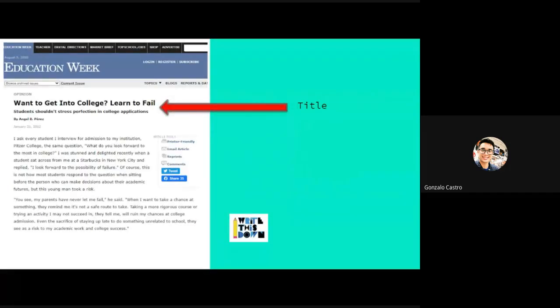So this is the title of the text that we will take a look at today. The text is "Want to get into college, learn to fail. Students shouldn't stress perfection in college applications." Now, if we look at this title, we might be able to predict the topic. We see some key words in this title: college, fail, perfection, college applications. So we can make various predictions about the topic. This text might be about college applications, might be about perfection and failure among high school students or college students.